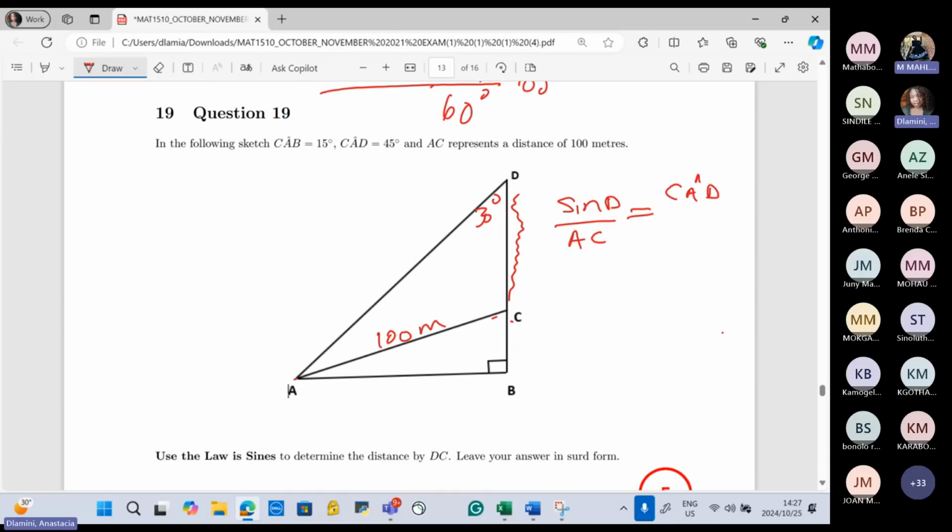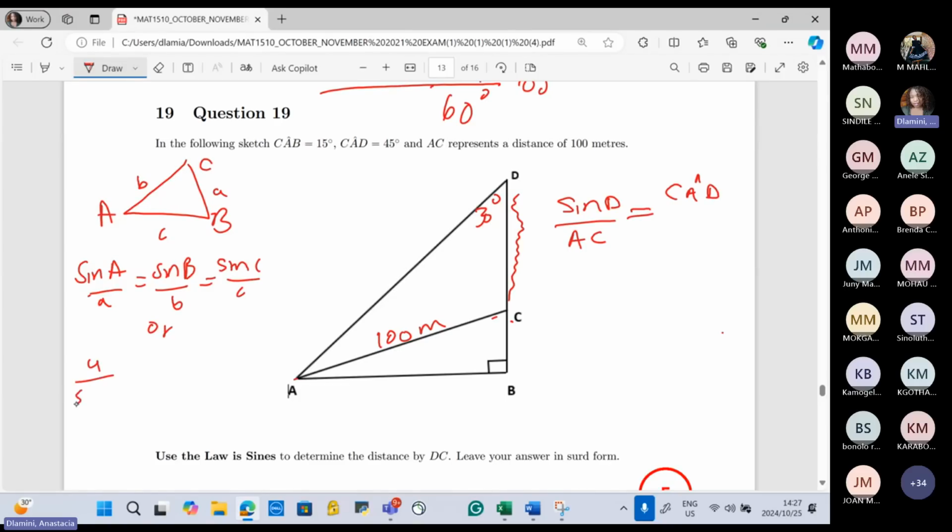Remember the sine rule. If you have a triangle like this, we know this is A, this is C, this is B. So we know sine of A over A equals sine of B over B equals sine of C over C, or A over sine of A equals B over sine of B equals C over sine of C. So if you started with sine here, there must be some form of sine here. What is that sine?